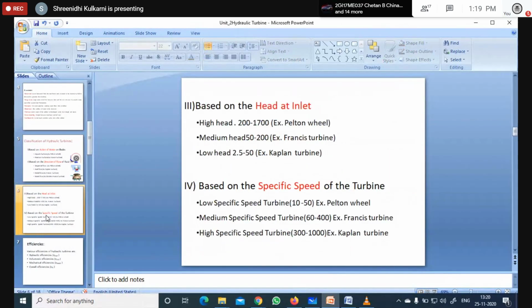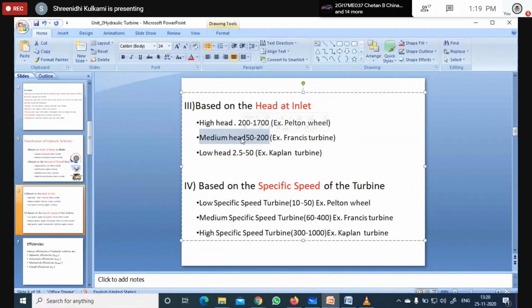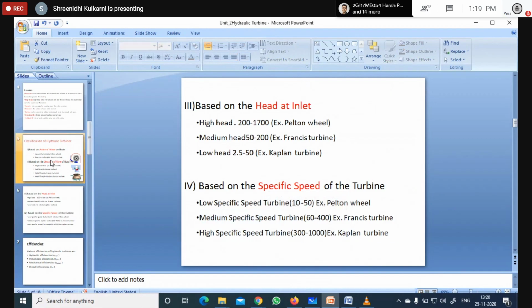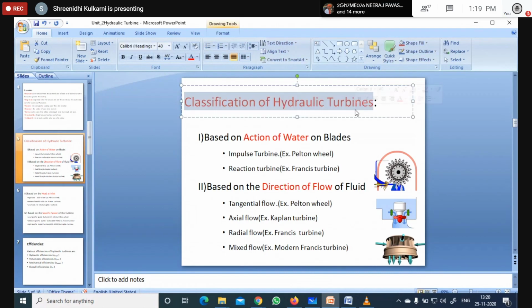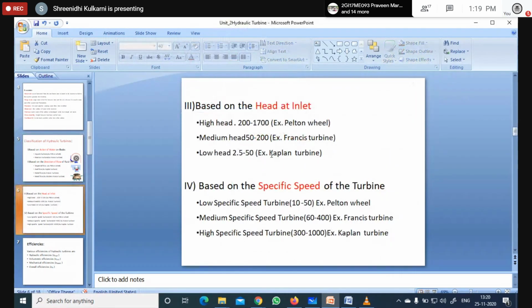Okay, so next it is in a medium head type and the medium specific speed of a turbine. So these are the characteristics of a Francis turbine. Similarly, you can tell the characteristics of a Kaplan turbine. Got it? So that's why I told you, if you know the classifications, then you can easily identify the characteristics of a Pelton, Francis as well as the Kaplan turbine. Okay. So these are the classifications of hydraulic turbines.